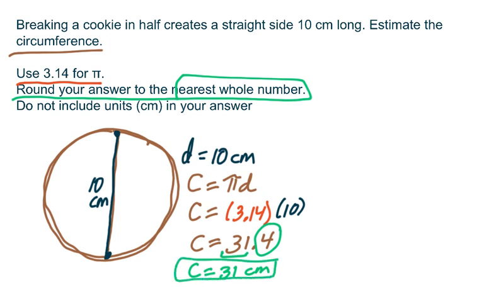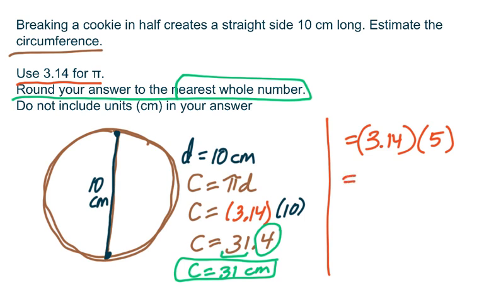If you chose the common wrong answer of 15.7, you started off possibly on the right track because I think you multiplied 3.14, but instead of multiplying that by 10, it looks like you multiplied that by 5. Because when you multiply that by 5, you get 15.7, which is the number that you had chosen.